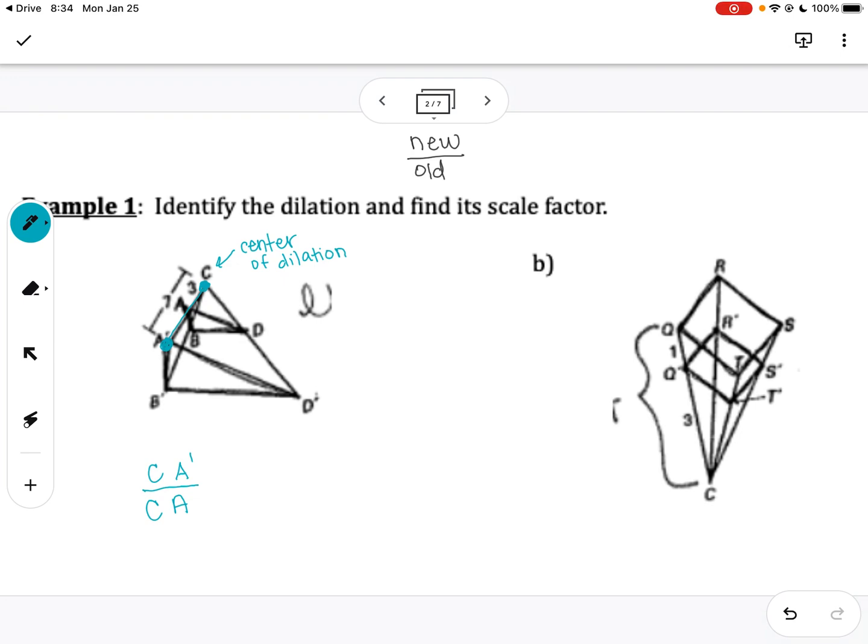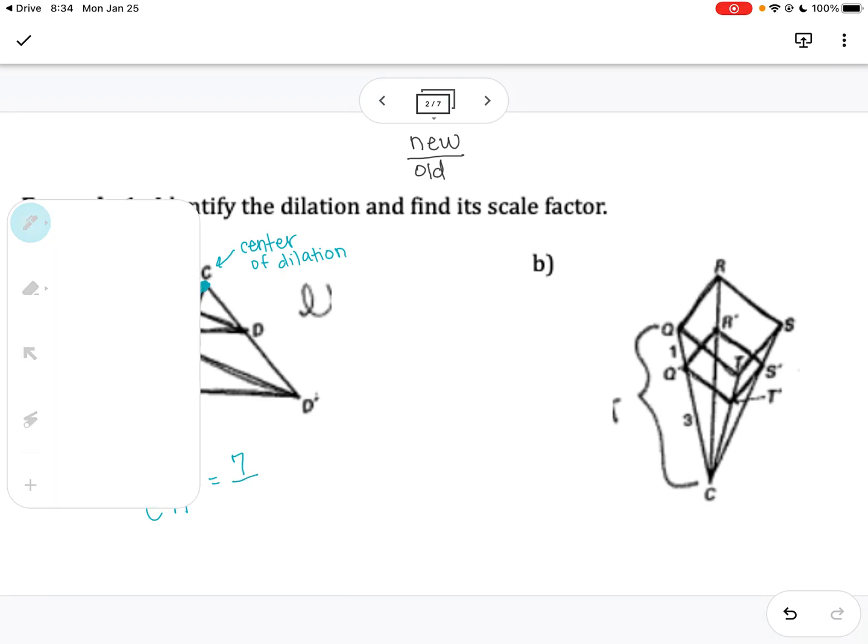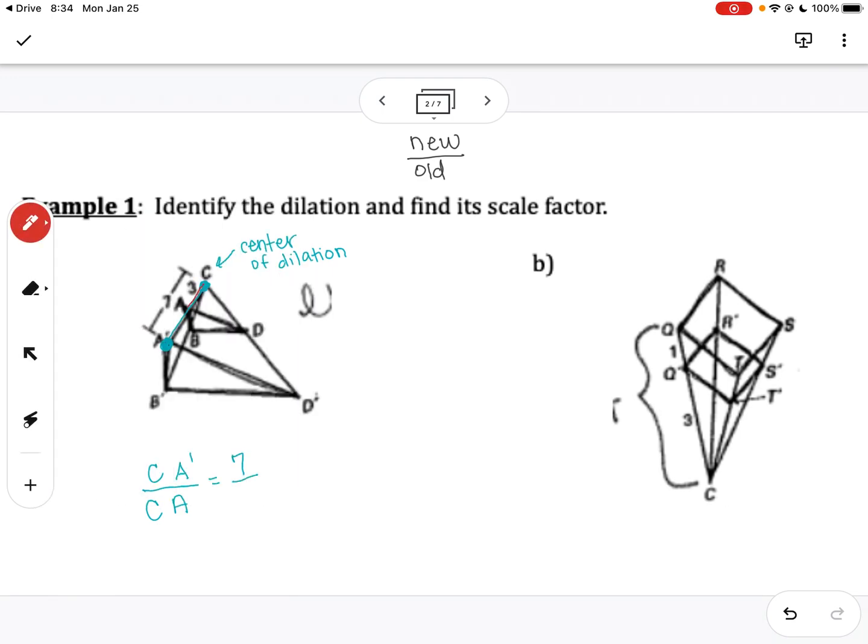From C to the image of A is 7 units, and from C to the pre-image of A is 3 units. If I look at these two figures, I can tell that the original triangle ABD is smaller than its image A prime, B prime, D prime. So this is an enlargement. It got bigger as it dilated. It went away from that center of dilation, and that made the figure get bigger.